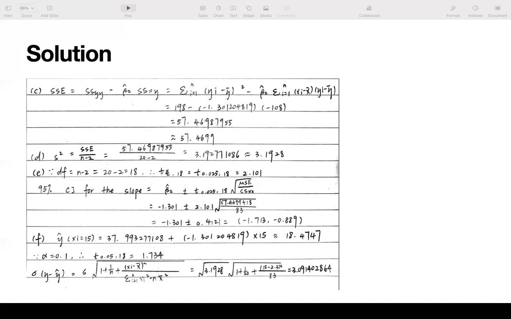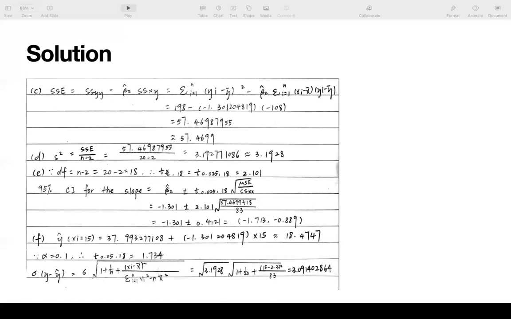For part E, we are asked to find a 95% confidence interval for the slope and also interpret the estimate. We have df equal to 18, as we calculated in part D. We also calculate the critical value of t, which is equal to 2.101. The 95% CI for the slope is equal to the estimate beta 2 hat plus or minus the critical value of t times the square root of MSE divided by SSx. So the CI is from minus 1.713 to minus 0.889.